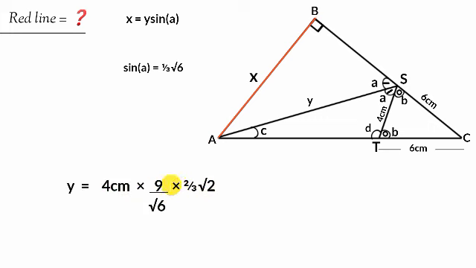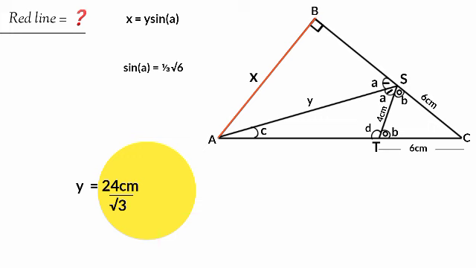This 3 will go into 9 three times. This root 6 is the same as root 3 times root 2. So this root 2 will eliminate this root 2. 4 centimeters times 3 over root 3 times 2 is 24 centimeters over root 3. If we multiply both sides by a rational number root 3 over root 3, it will be 24 root 3 centimeters over 3. This 24 divided by this 3 is 8. So y equal to 8 root 3 centimeters.